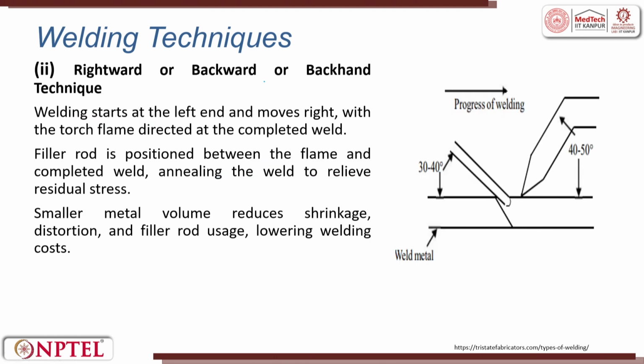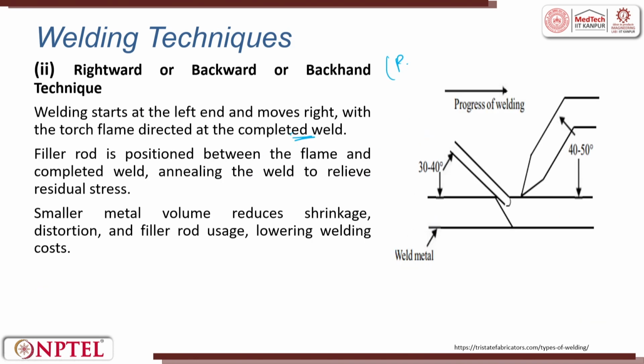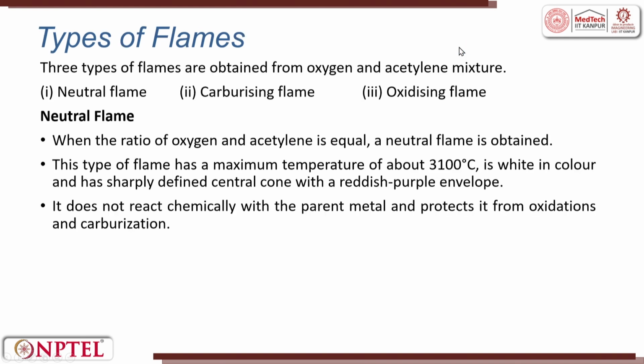In the rightward or backward technique, the weld starts from the left and moves towards the right. The torch flame is directed at the completed weld. So, the first one is something like a preheat, and this is something like a post heat. Why is that post heat? Some defects or oxides have to be removed, and that can be removed when we do the backward technique.